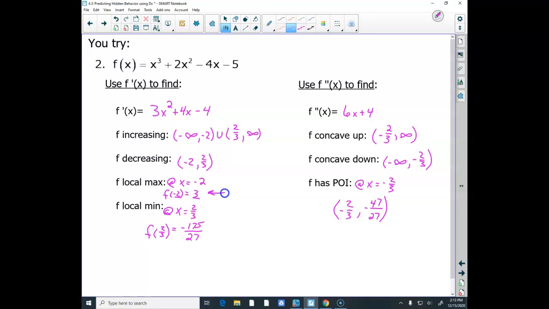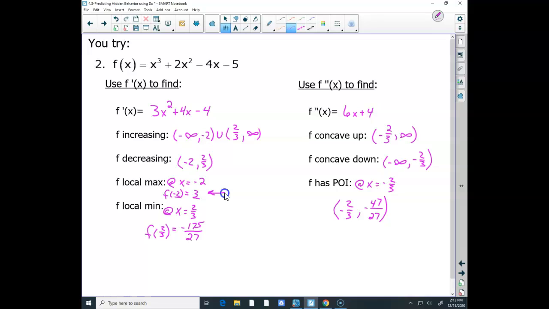And this is -175 over 27. If this were on the AP test, calculator active, these are probably going to be rounded to the nearest 3 decimal places. Don't be calculator active all the time. Make sure you know how to do them.